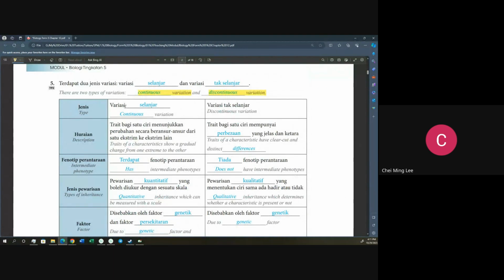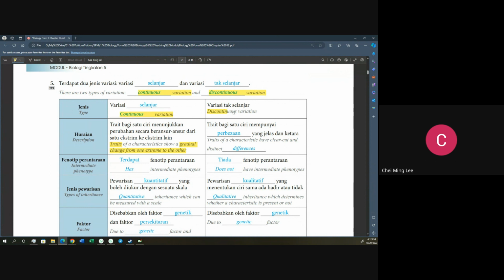So what is continuous variation? We are talking about a trait of a characteristic that shows a gradual change from one extreme to another. It is something that you can calculate or measure, like height, mass, weight, and also, let's say, your dry mass for plants. So this is continuous variation.